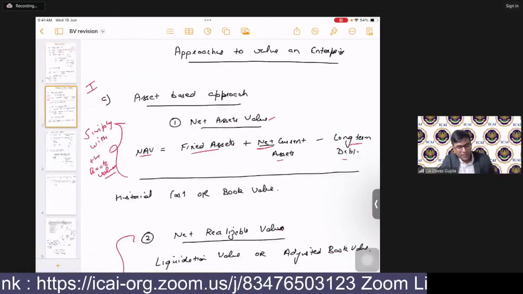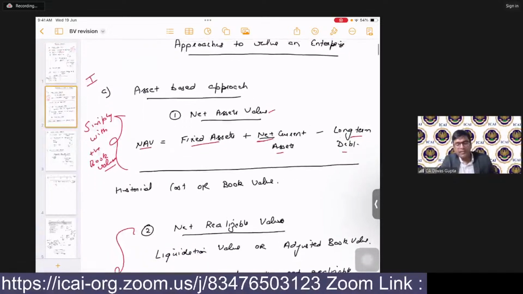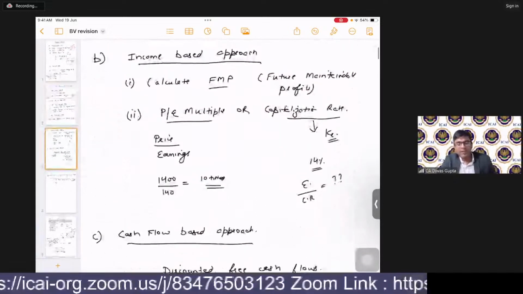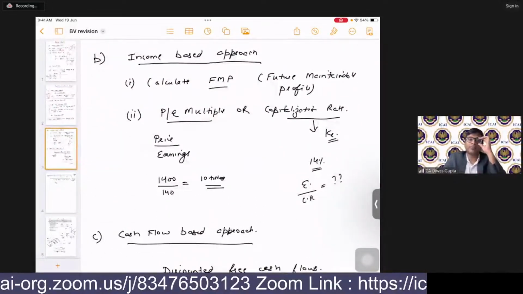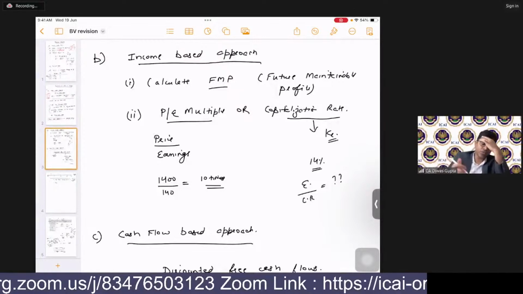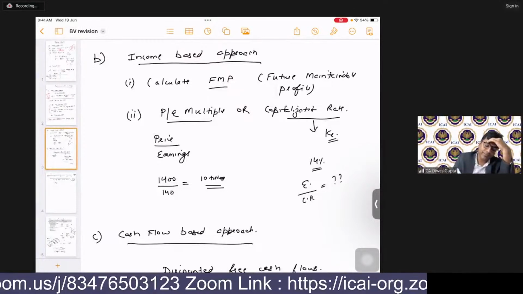So this is relatively simple, students. And this is again to value an enterprise. Now, this is very, very important. Cash in income-based approach. This is really important.